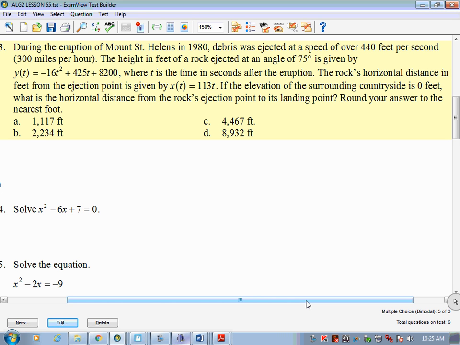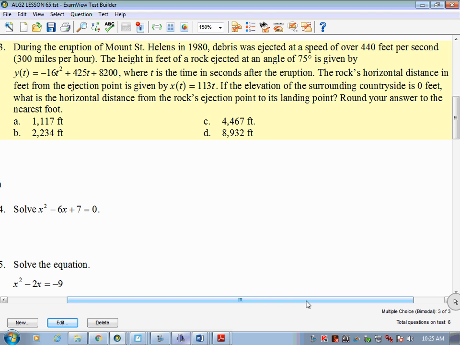During the eruption of Mount St. Helens in 1980, debris was ejected at a speed of over 440 feet per second, or 300 miles per hour. Those are some rocks that are moving pretty fast. The height in feet of a rock ejected at an angle of 75 degrees is given by this quadratic equation, where t is the time in seconds after the eruption. The rock's horizontal distance in feet from the ejection point is given by 113t. If the elevation of the surrounding countryside is 0 feet, what is the horizontal distance from the rock's ejection point to its landing point? Round your answer to the nearest foot.